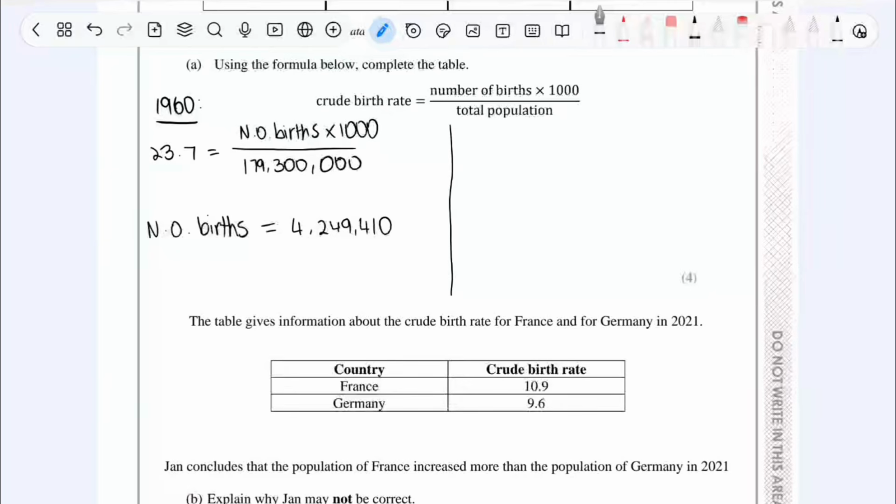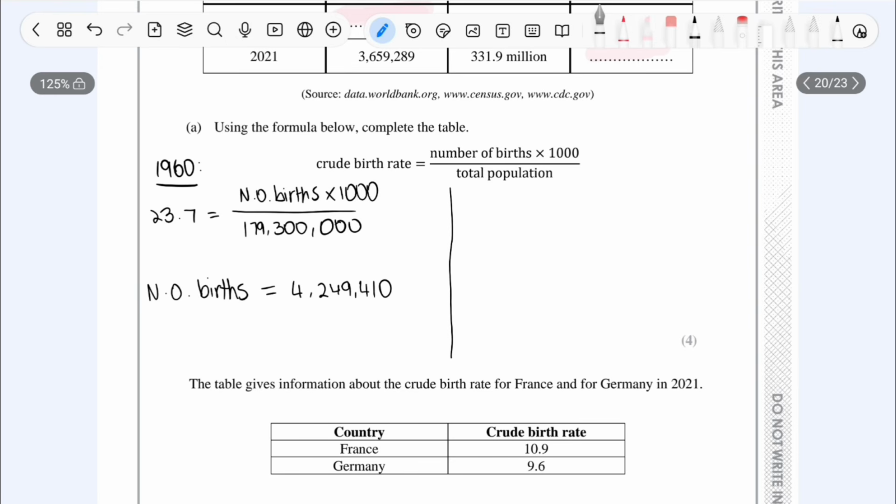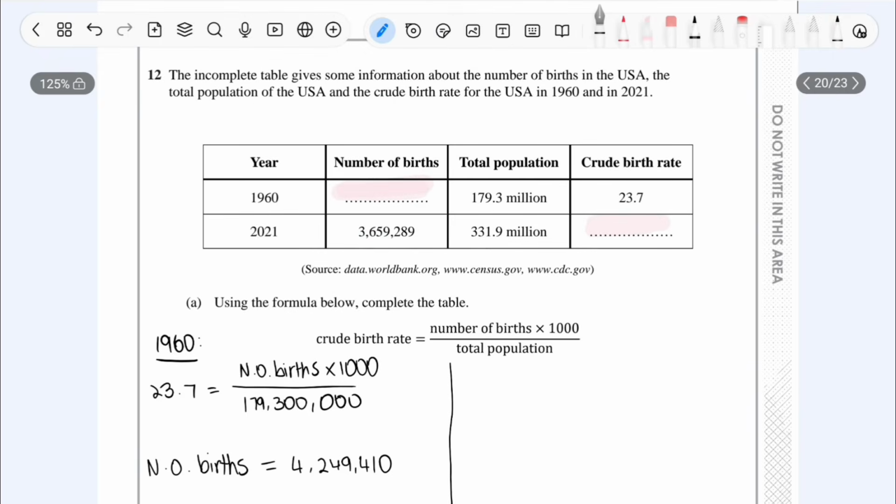Now you can see why it gets a bit harder when you use this 179.3, because you'd have to do 4.249410 million, and you'd have to do rounding, and it's not really good to do rounding for such a large number like that. But I'm not against that. You can do that if you wanted to do that, and it might be easier to spot that.